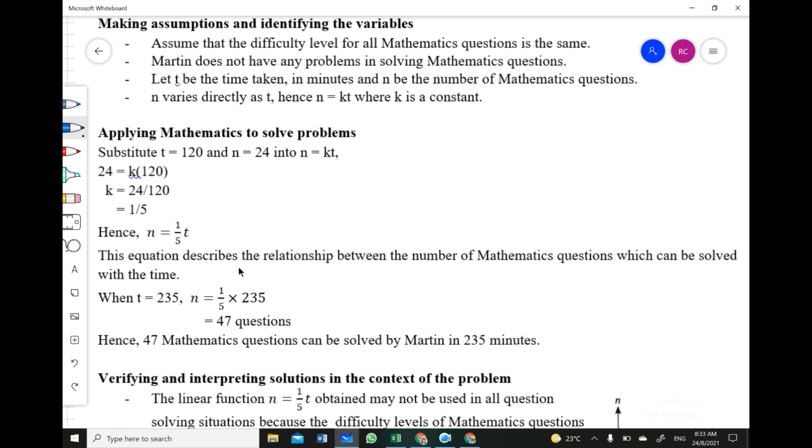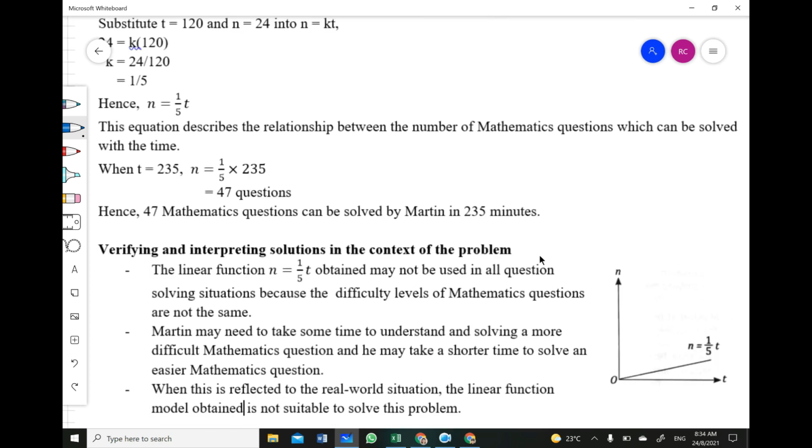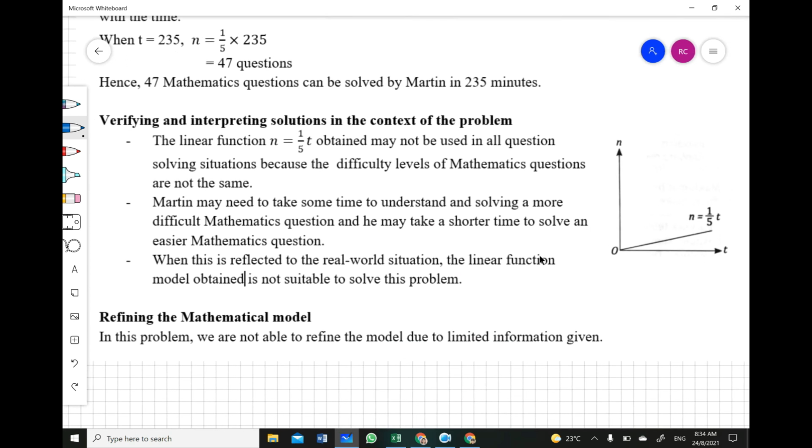So this equation describes the relationship between the number of mathematics questions which can be solved and the time. So when t is 235 minutes, we are going to apply the formula that we got just now, n equals 1/5 t. You just multiply with the time. So he is going to get 47 questions. Hence, 47 mathematics questions can be solved by Martin in 235 minutes.